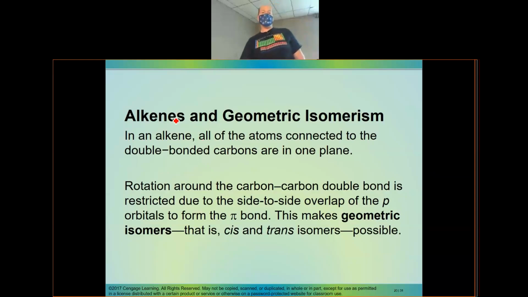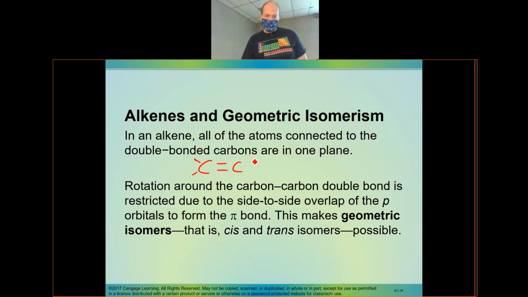All right, now your alkenes have what is called geometric isomerism. You do not have free rotation about a carbon-carbon double bond. You do not rotate a carbon-carbon double bond. And so this makes it possible to have what we're going to call cis and trans isomers.